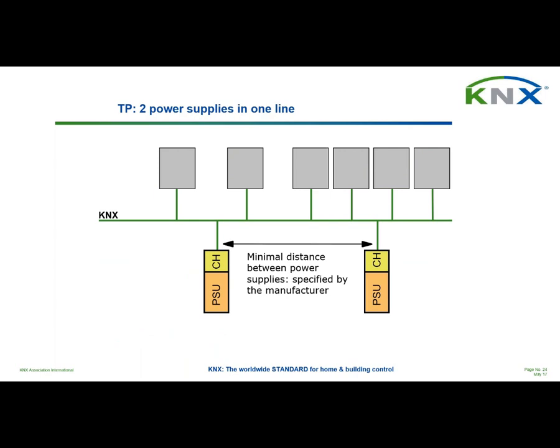And then this is the last slide. It is possible to have more than one power supply within a twisted pair line segment. So that is possible. However, be careful. In that case, you shall respect the minimal distance that is specified by the manufacturer of those power supply units. So indeed, as I said, that was the last slide.